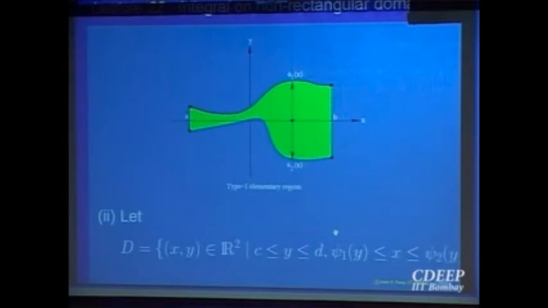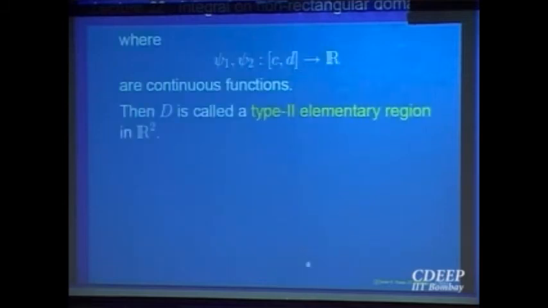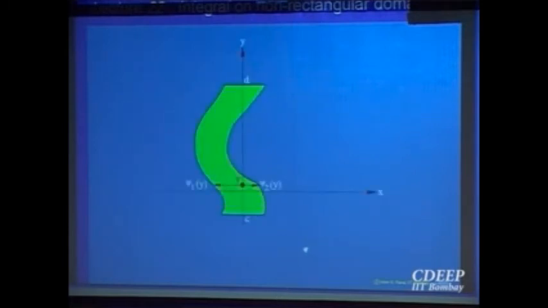Similarly, you will have an elementary domain of type 2 when you go the other way around with respect to the y coordinate. Then y lies between c and d, okay, and x lies between psi 1 of y and psi 2 of y, right? The lines which are horizontal now, y is between c and d. So take any point y and look at the horizontal line that starts with a curve which is psi 1 of y and goes up to psi 2 of y. So let me show you a picture of that. That is an elementary domain of type 2. So this is what it looks like, right?